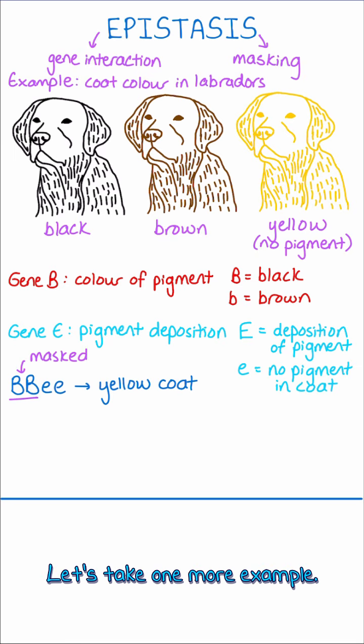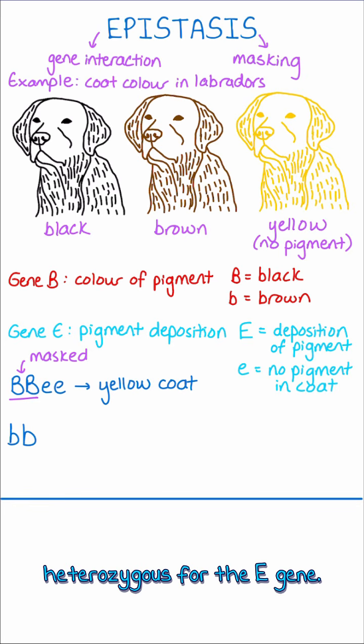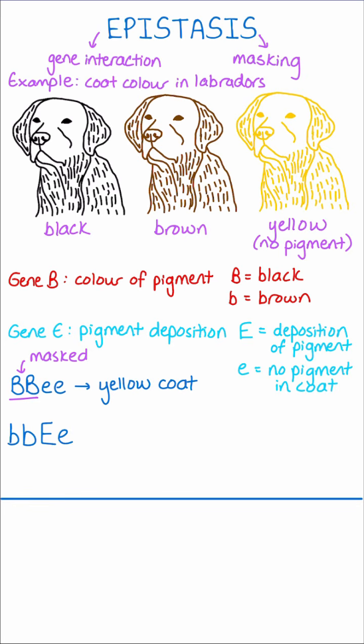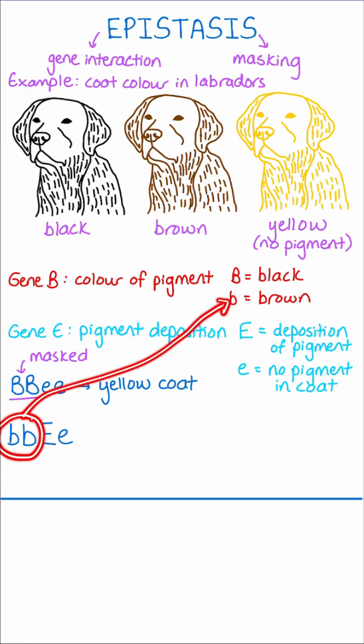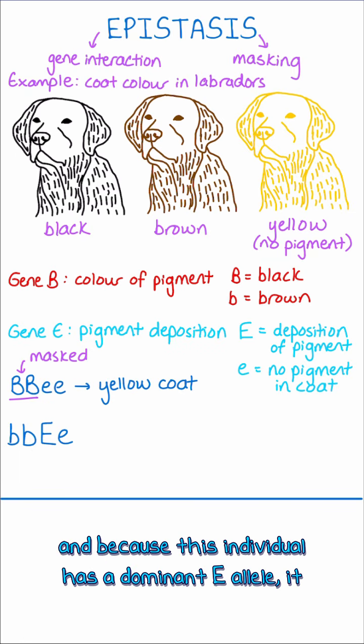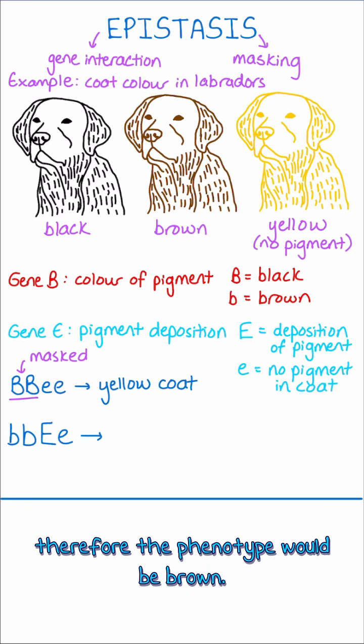Let's take one more example. This Labrador has two recessive B alleles and is heterozygous for the E gene. The genotype of gene B alone would code for a brown coat, and because this individual has a dominant E allele, it would be able to deposit this brown pigment in the coat, so therefore the phenotype would be brown.